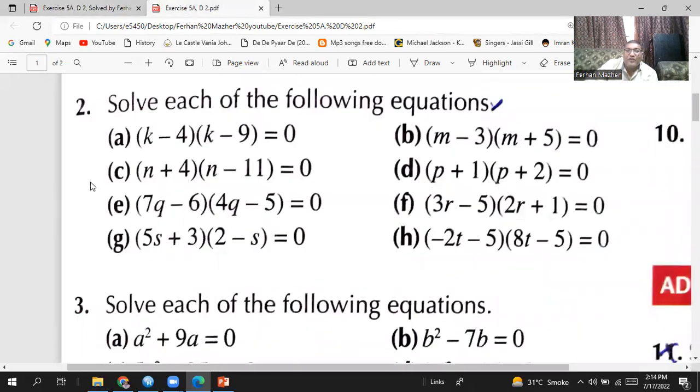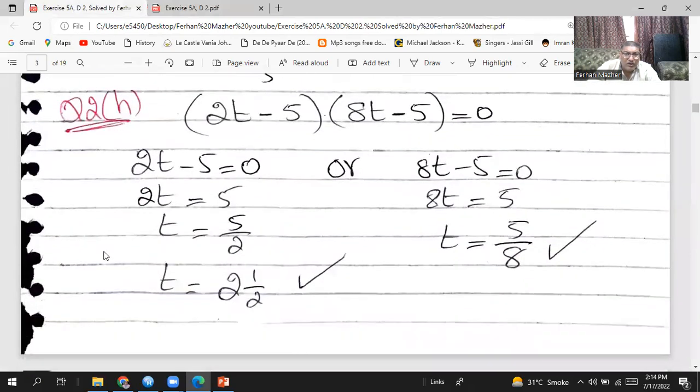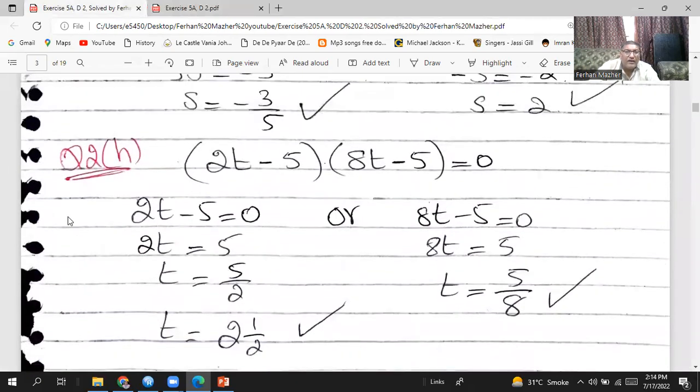So we have the h part. In one bracket, we have minus 2t minus 5. In the other bracket, we have 8t minus 5. They are multiplying and the product is 0. Okay.